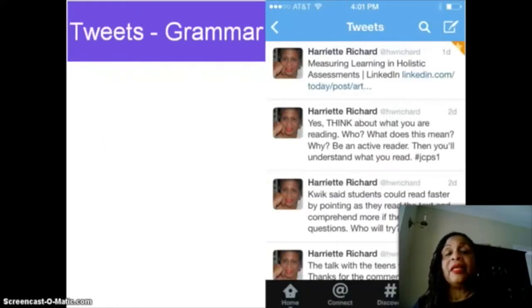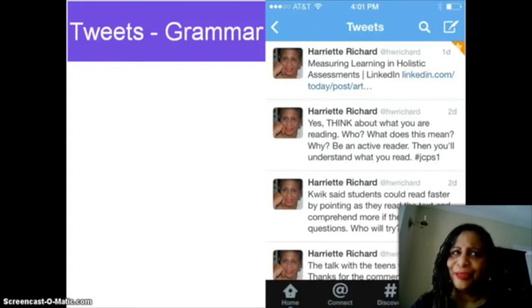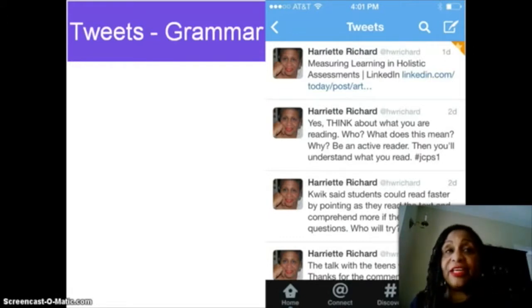When we tweet, you have 140 characters. There's research out now that says that students improve their language skills, their writing skills, when they are on Twitter, because they want to get everything in within that 140 characters. And you'd be surprised, 140 characters goes pretty fast.